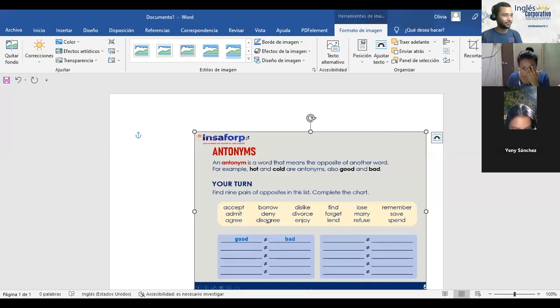Agree sería disagree. Remember es recordar y forget es olvidar. Remember. El contrario admit. Admit, refuse. No lo encuentro. O deny. Deny. Y de accept, no. Accept es refuse. Accept or refuse. The opposite of accept is refuse. The opposite of admit is deny.